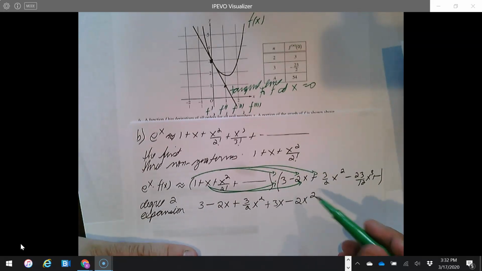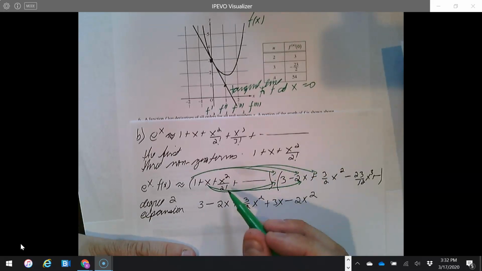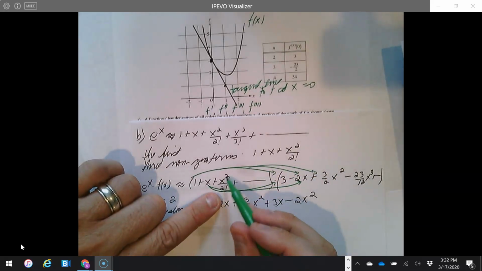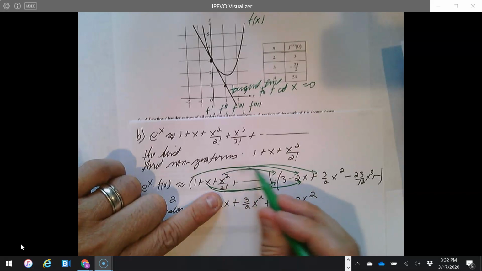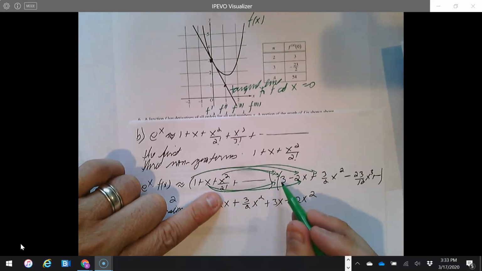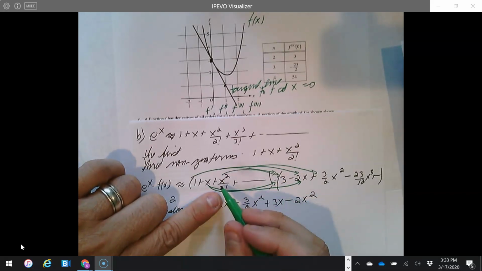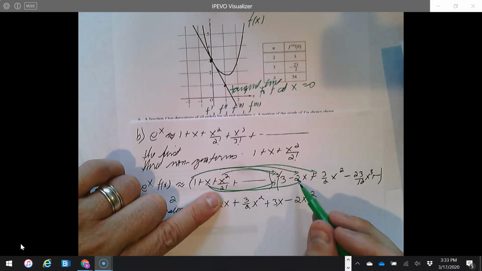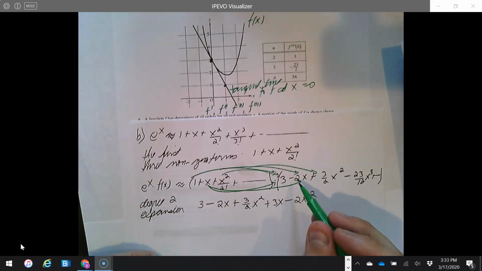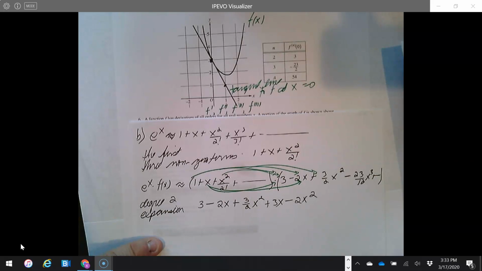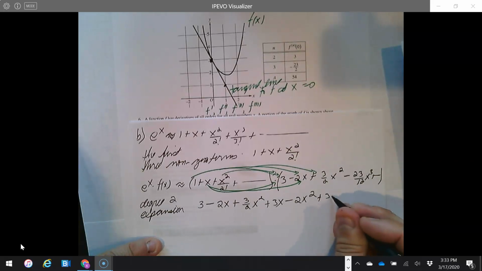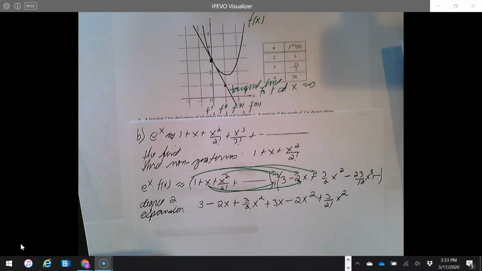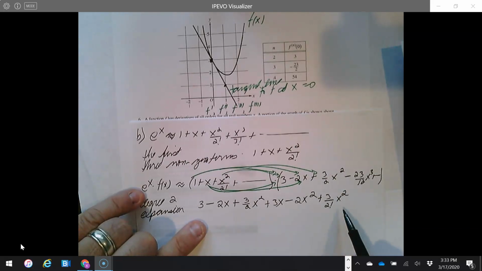Now before you think you're done, you also have to multiply the x squared over 2 factorial times 3, because that gives me a quadratic term. I don't multiply the x squared over 2 factorial times negative 2x because that's a cubic term. So the last term in my expansion will be 3 over 2 factorial x squared. All of these terms are degree 2 or less. That's what I'm looking for.